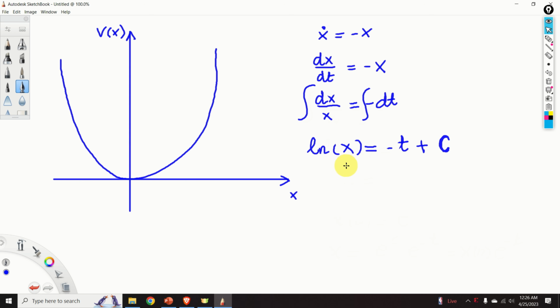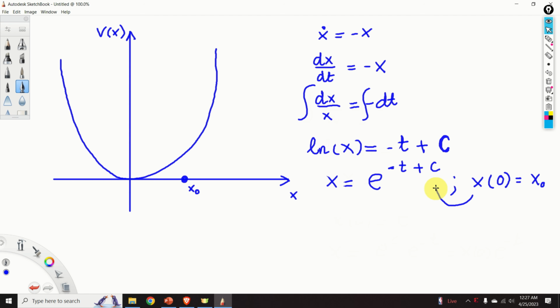Before we do that, let's transform this equation. We can write x is equal to e to the power of minus t plus c. Next, let us assume that at the initial time, the system is at x0. Graphically, we can, for example, pick this initial condition and let this be x0.